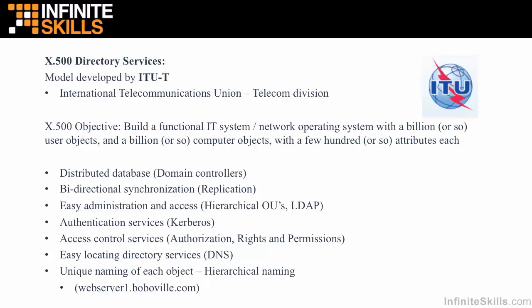And then finally, we have the server's name. In this case, it's web server 1, and that would be the local host name for that web server that is a member of the trusted entity domain or realm called boboville.com. So using this three-tier hierarchical namespace, I can uniquely name billions of objects. And that's a requirement for X.500 directory services. We'll knock off here for a little while and pick up with the next lesson.